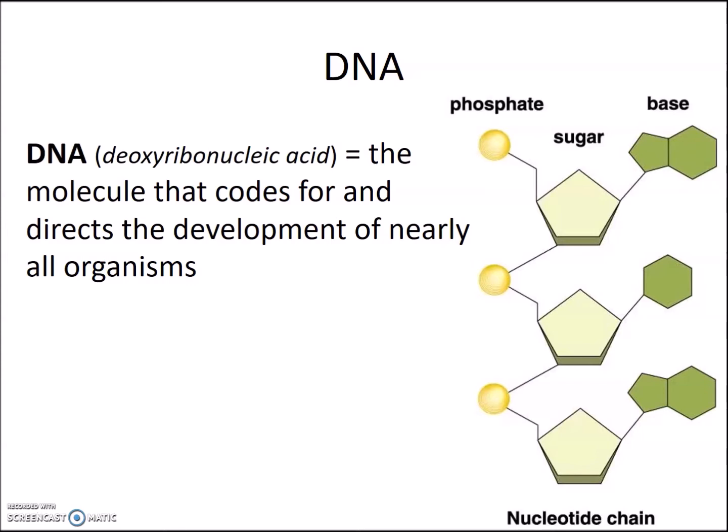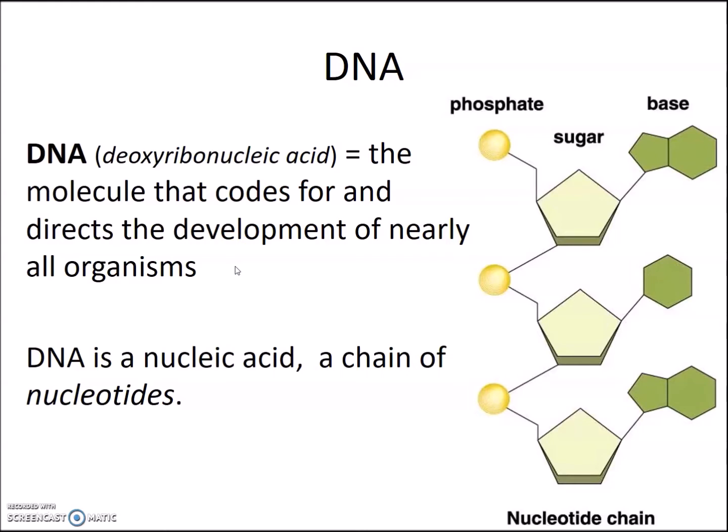And then there was a 4th one that we said, we're going to set this aside now and come back to it later. Well, that 4th category of organic molecule was nucleic acids. And here we are coming back to that. We're indeed looping back to the DNA. So DNA, the molecule that codes for and directs the development of nearly all organisms on Earth.